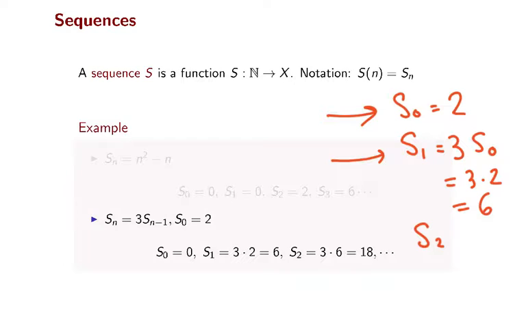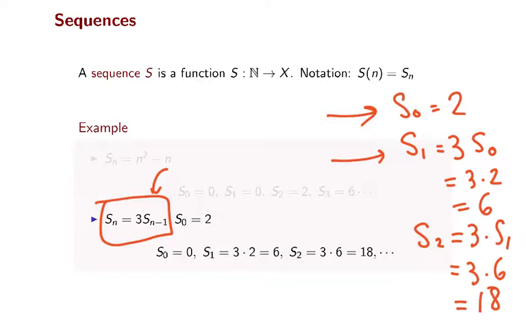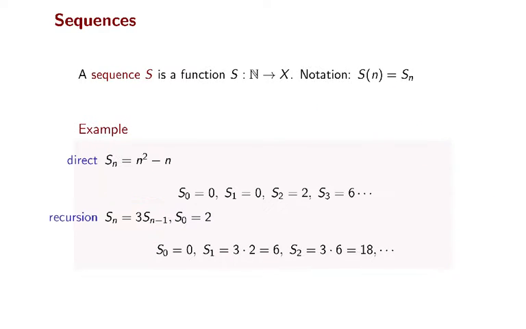How much is S2? We follow the same definition. S2 is going to be equal to 3 times S1, 3 times the one before. The one before is the one that we just obtained, the 6. So S2 will be equal to 3 times 6, so that will be equal to 18. So this is a case in which the sequence is defined by recurrence. So this way to define is a direct way, and this way to define a sequence is a sequence given by recursion.